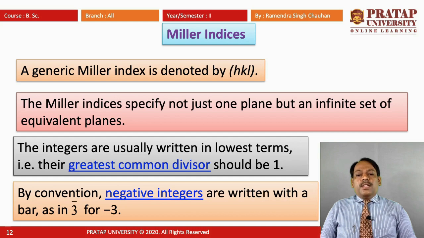And by convention, negative integers are written with a bar, as in 3 bar for -3, which we also discussed. If we have some intercept on the negative axis, suppose this is -3, then that -3 will be represented as 3 bar.